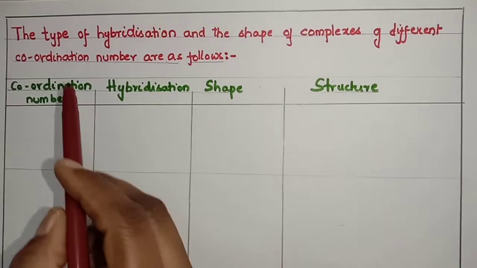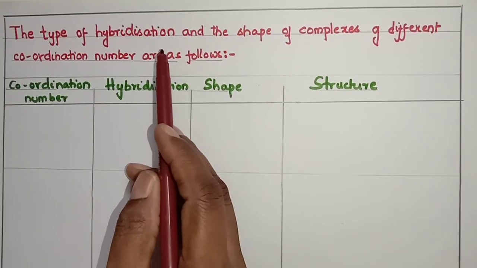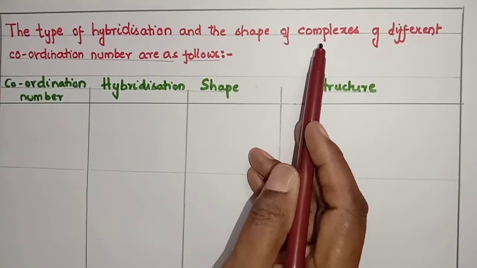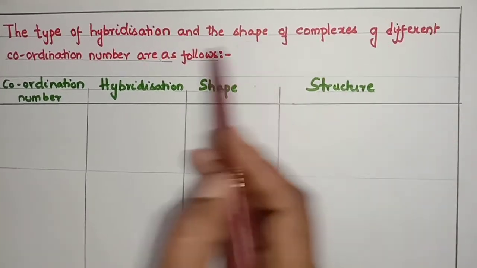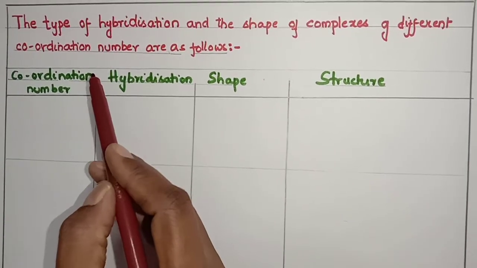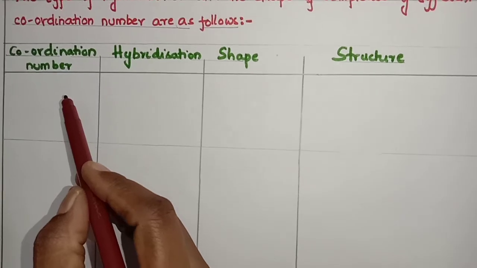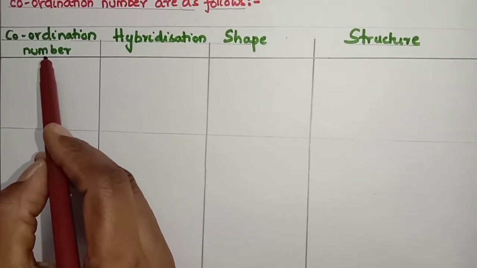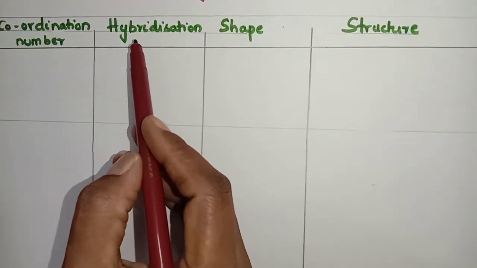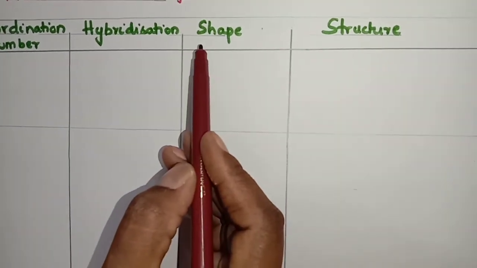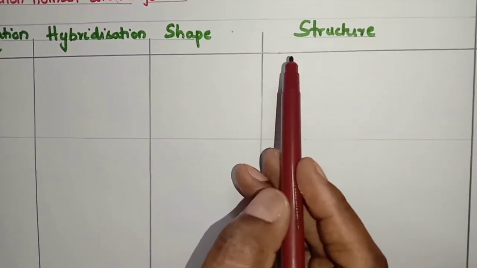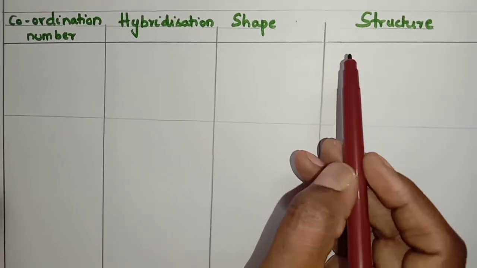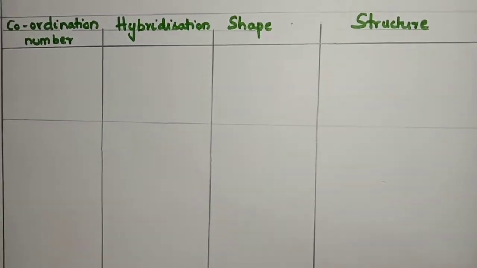Write down the type of hybridization and the shape of complexes of different coordination numbers. Make the table like this, students. First column coordination number, second one hybridization, third one is shape and fourth one is structure. Carefully follow what I am explaining today.